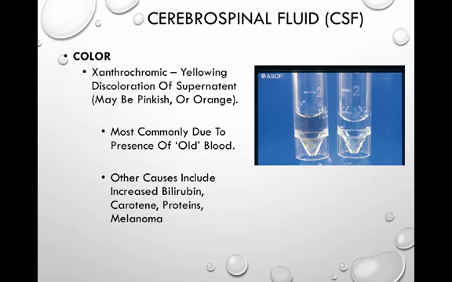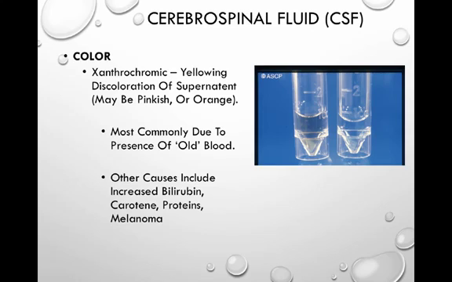So color is also important. Xanthochromic or yellowing could be pinkish or orange. And we see in this specimen on the left, you can see it better at the bottom of the tube in this particular image, it has a yellowing color to it. So xanthochromia is a yellowing discoloration of CSF supernatant. Could be pinkish or orange. Xanthochromia, and this term is typically only used for CSF specimens.